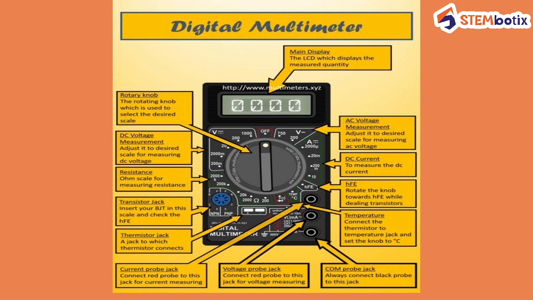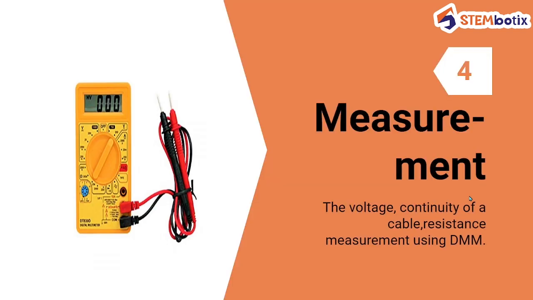Current probe jack, connect the red probe to this jack for current measuring. Voltage probe jack, connect the red probe to this jack for voltage measuring. Now the common probe jack, always connect the black probe to this jack. And temperature, connect the thermistor to the temperature jack and set the knob to degrees Celsius. HFE, rotate the knob towards HFE while dealing with transistors. DC current, to measure the DC current, and AC voltage measurement, adjust it to the desired scale for measuring AC voltages.